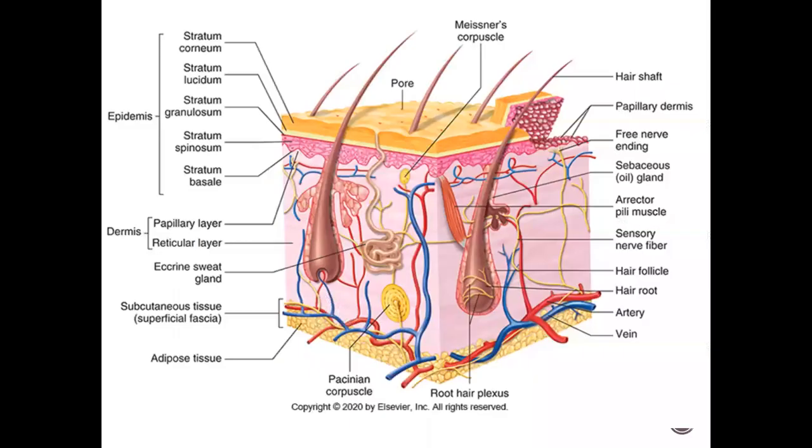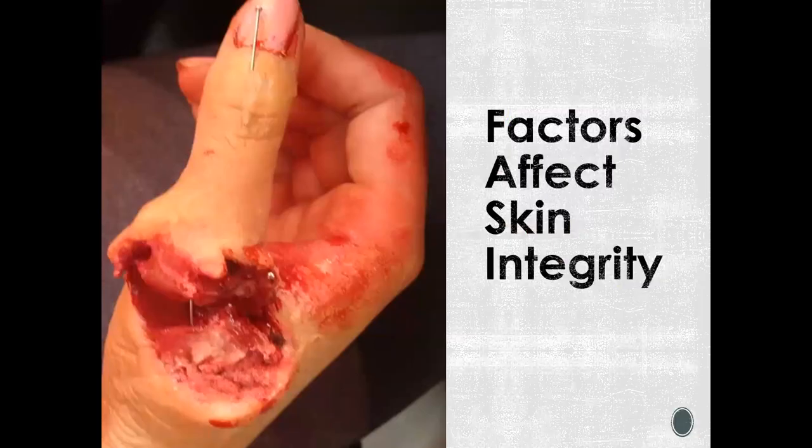And this slide is just a different visual representation of the skin. It's a little bit more clear, blown up. So next we have factors that affect our skin integrity, right? So we're going to start talking about wounds, and wounds are a disruption that occurs in the skin's integrity. And this leads to loss of the skin's normal function. Many different factors can affect the body's ability to maintain intact, healthy skin.